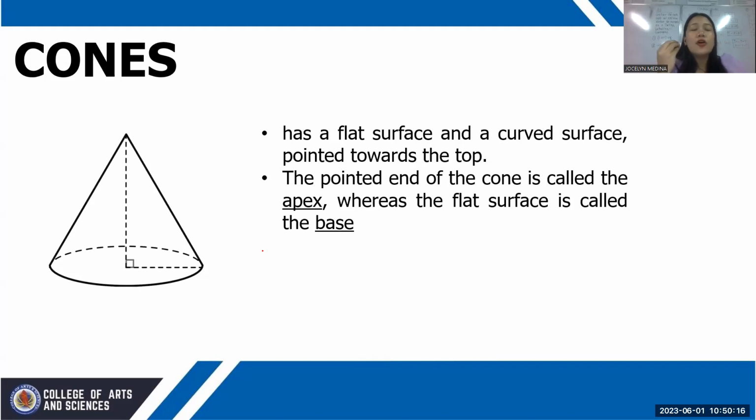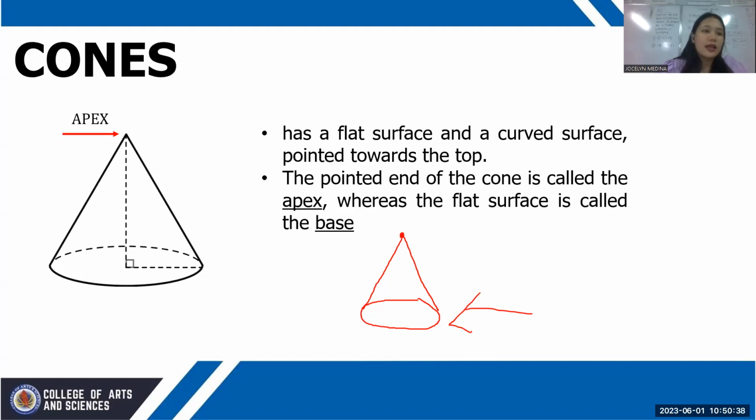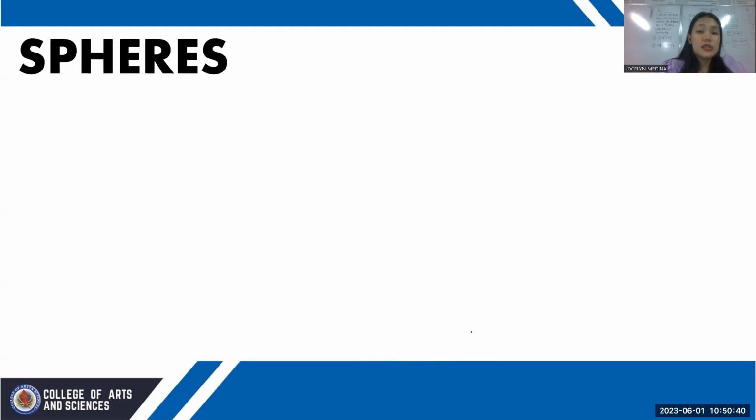So, basta the concept na is, meron kang curve line, and then meron kang apex. Apex ang tawag natin dito sa tuktok to. And then when you connect them with your lateral sides, that is already a cone. And pasok siya dun sa non-polyhedra kasi meron siyang curve line. Okay? Next, we have your sphere.